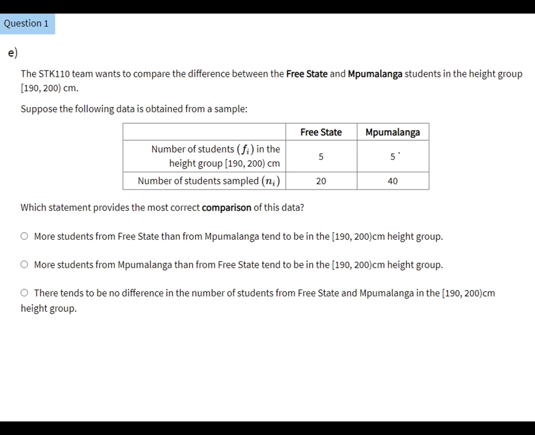So we want to convert these frequencies to relative frequencies. If we do that for the Free State, we get that roughly 25% of our people in the Free State are in that height category. In Mpumalanga, it's actually just 12.5% of the people, which means that percentage-wise, we have a larger proportion of our people in the Free State who are in this height category. So more students from the Free State than from Mpumalanga tend to be in that height group. Takeaway message: whenever two groups have different sizes, you cannot directly compare frequencies. You can only compare relative frequencies.